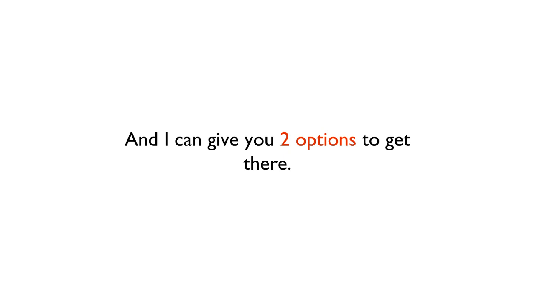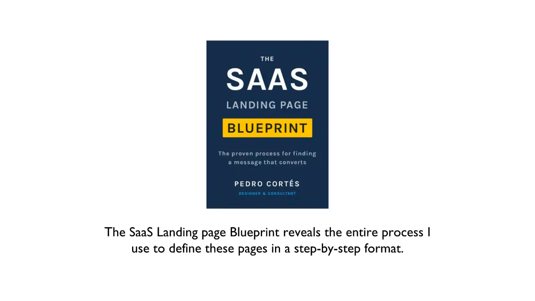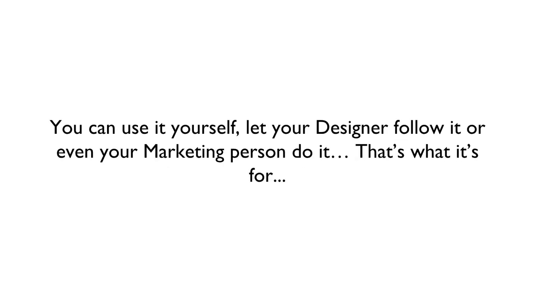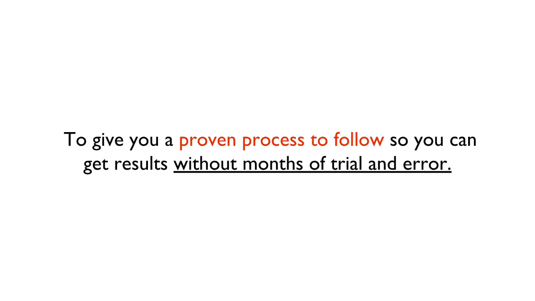And I can give you two options to get there. Option 1 is to get my book, the SaaS Landing Page Blueprint, as it reveals the entire process I use to define these pages in a step-by-step format. It has 6 exercises that you can follow by answering a few simple questions, and if you do, it will automatically tell you what the exact content of your page should be, so it will work right away. You can use it yourself, you can let your designer follow it, or even your marketing person. That's what it is for: to give you a proven process to follow so you can get results without months of trial and error.